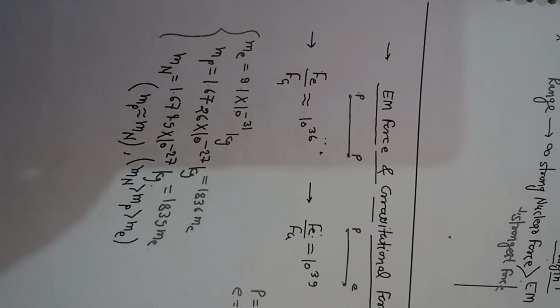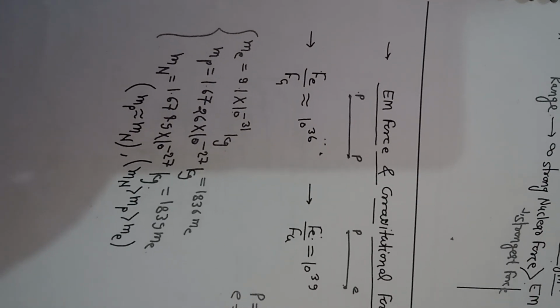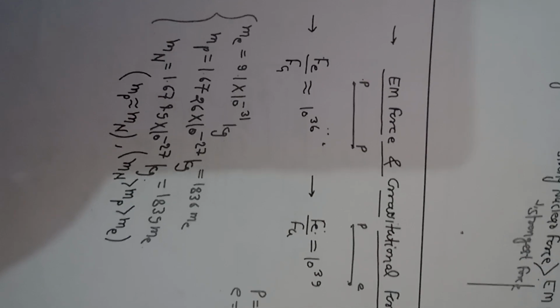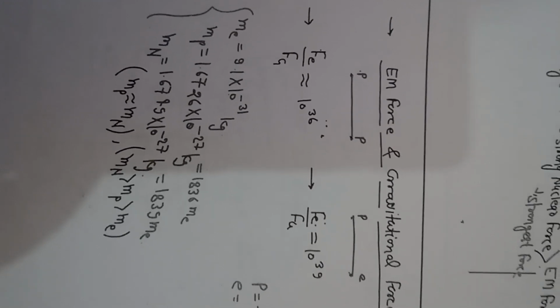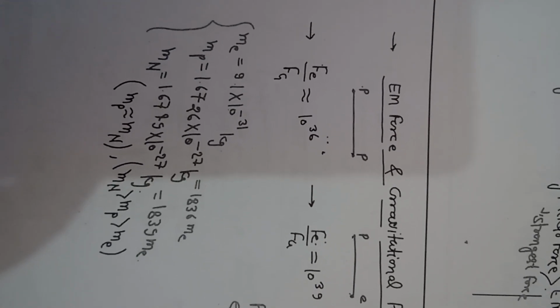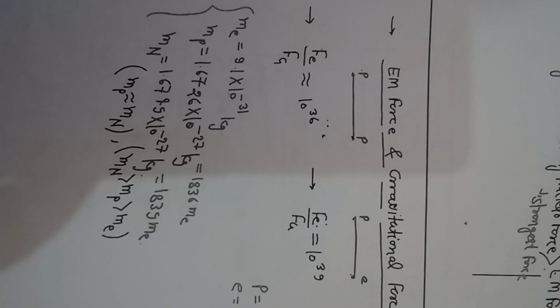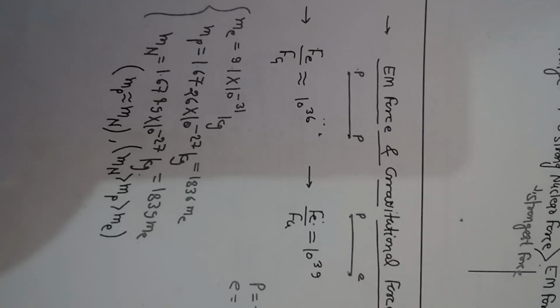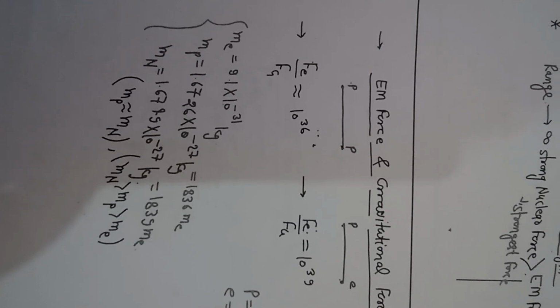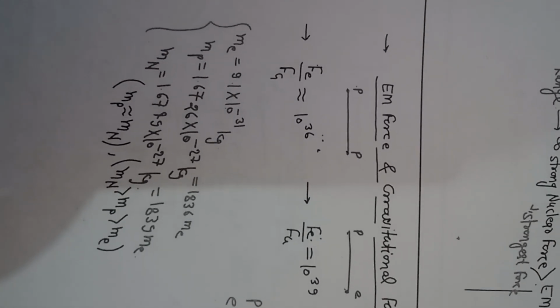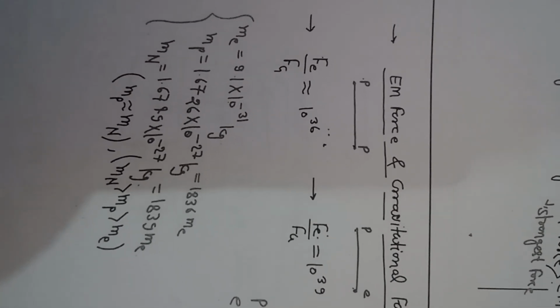Mass of electron is 9.1 into 10 to the power minus 31 kilogram. Mass of proton is 1.6727 into 10 to the power minus 27 kilogram, and it is equal to 1836 times the mass of electron. Mass of neutron is 1.6749 into 10 to the power minus 27 kilogram, and it is equal to 1839 times the mass of electron. So the mass of neutron is greater than the mass of proton and the mass of electron. Now I am moving on to another page.